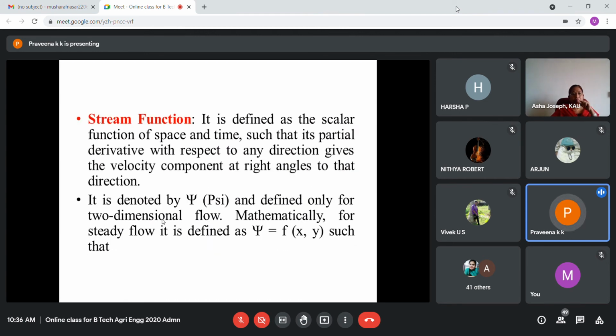Now we can see what the stream function is. It is defined as a scalar function of space and time, such that its partial derivative with respect to any direction gives the velocity component at right angles to that direction.